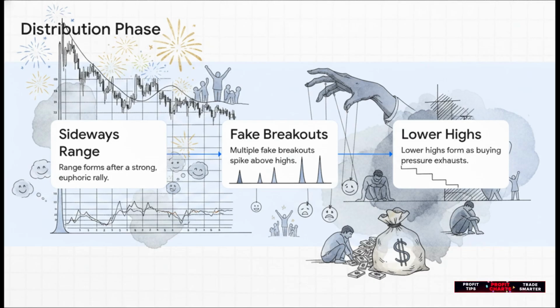Step 1. A sideways range forms right after a massive euphoric rally. Everyone is thrilled. Step 2. You get these multiple fake breakouts spiking above previous highs, hunting for that buy-side liquidity. And Step 3. Lower highs start creeping in as the buying pressure finally completely exhausts itself.